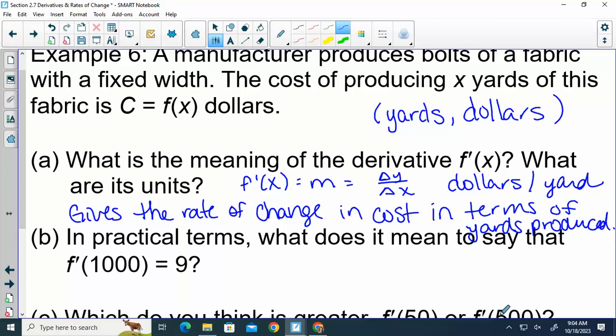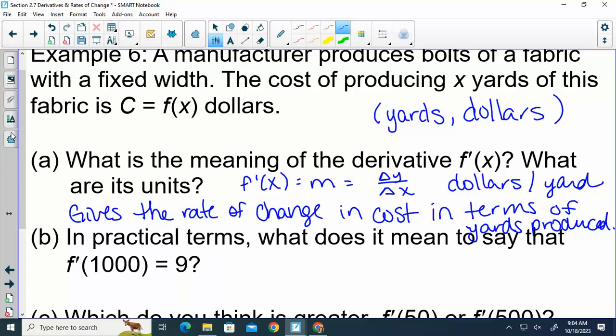Okay, so if I said, okay, if I'm going to make 200 yards of fabric, the derivative would tell us if we're making 200 yards, how much would it cost to make another yard? Okay, if I'm making 300, it would tell me how much it would change my cost to make another yard. So it's the rate of change at that particular point.